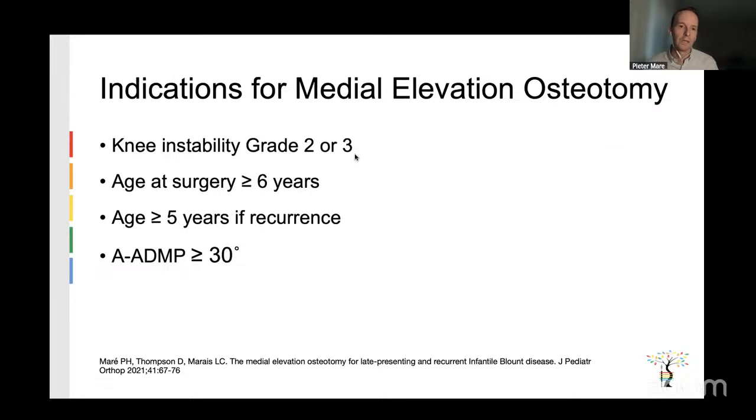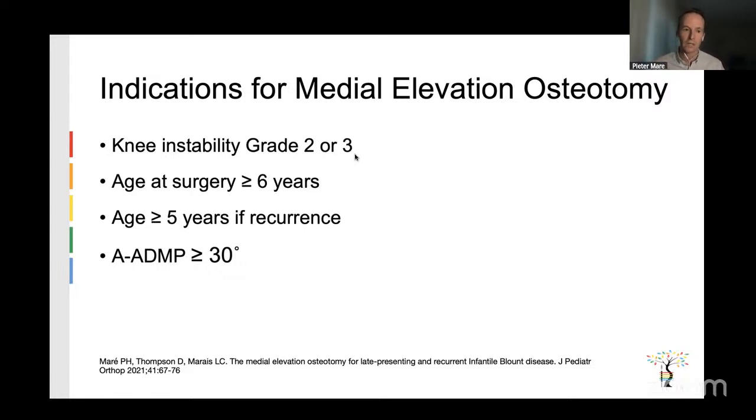So when do we do medial elevations? When there's knee instability, at least grade 2. Age at surgery, at first presentation, generally from the age of 6 years. But from the age of 5, if the child's already had a recurrence, so in other words, we've established that there's no or very poor medial growth potential, and then you have to quantify that there is a true depression of the medial plateau, and we do that with an arthrogram, and we're looking at at least 30 degrees.